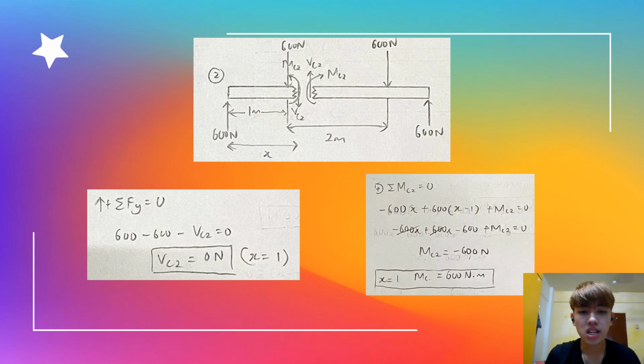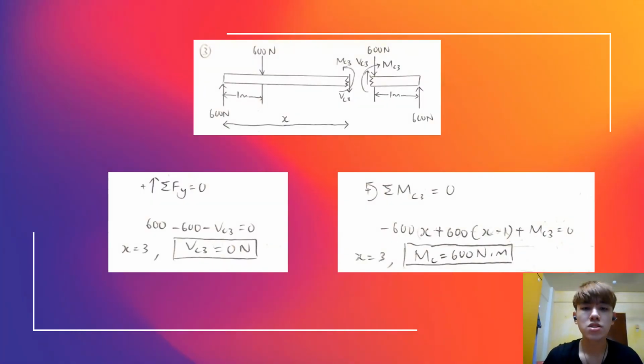The second cutting is made after the 600 Newton. Again, I used the resultant force of Y equal to 0. Then I found that the shear force at the cutting point is equal to 0 Newton, and again I applied the moment at the cutting point equal to 0. So I found that the moment is equal to 600 when s equal to 1.